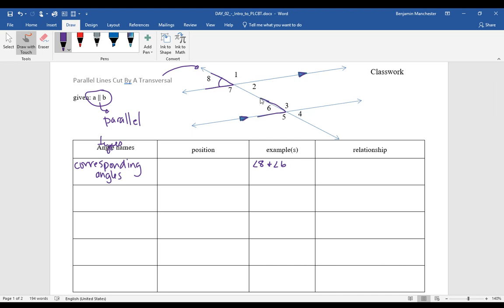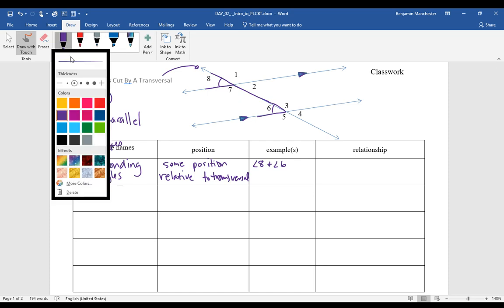Okay, so they're using the same transversal, and they're basically in the same position relative to the parallel line. They're both, I guess, on the north side of the parallel line, and they're on the left side of this transversal. So they're in a corresponding position. We're just going to call this the same position relative to the lines, the way it relates to the lines. So 8 and 6 are a set of corresponding angles. Okay, and there are lots of other ones.